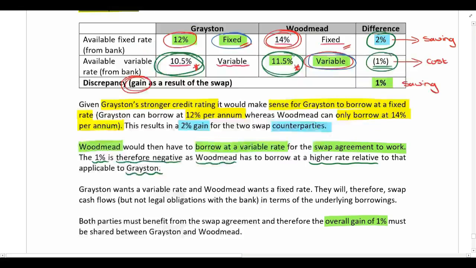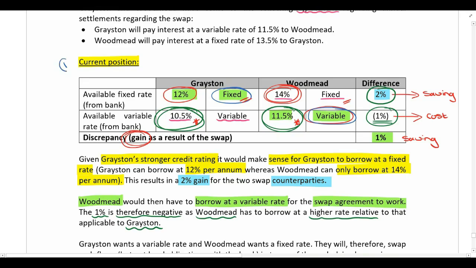So please note the first calculation that you need to perform if you have an interest rate swap is you need to look at their current position. And by looking at this calculation, we must have a gain or a saving. If we don't have a gain or a saving, then an interest rate swap would not work. So here we have calculated that overall there will be a saving or a gain of 1%. So because there's a saving, an interest rate swap agreement will work.